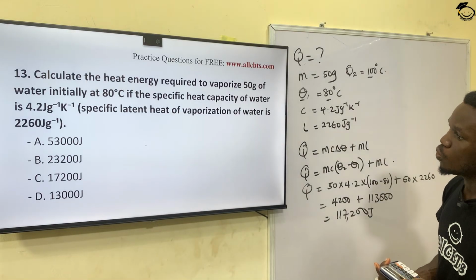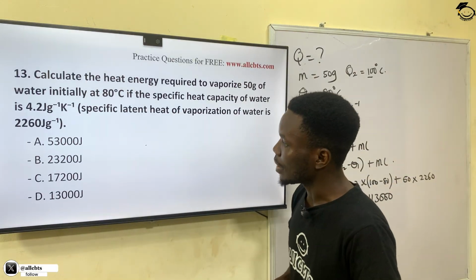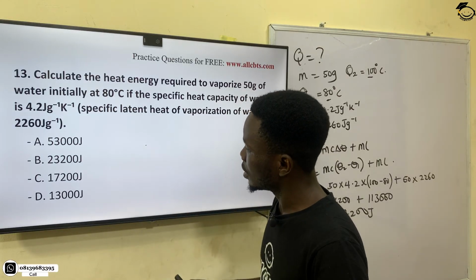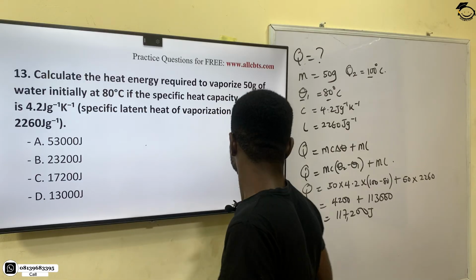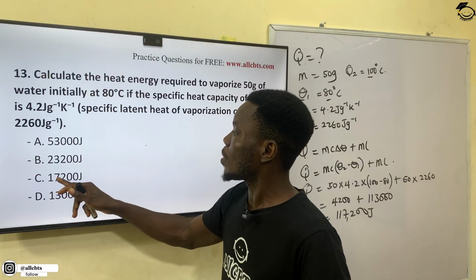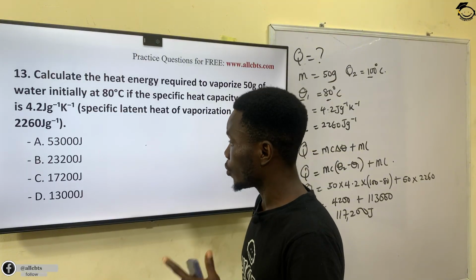So I have 117,200 joules. Looking at our options, none of them seems to have it, but I think option C here should be a typographical error. There should be another 1 here to make it 117,200. So the correct answer is 117,200.